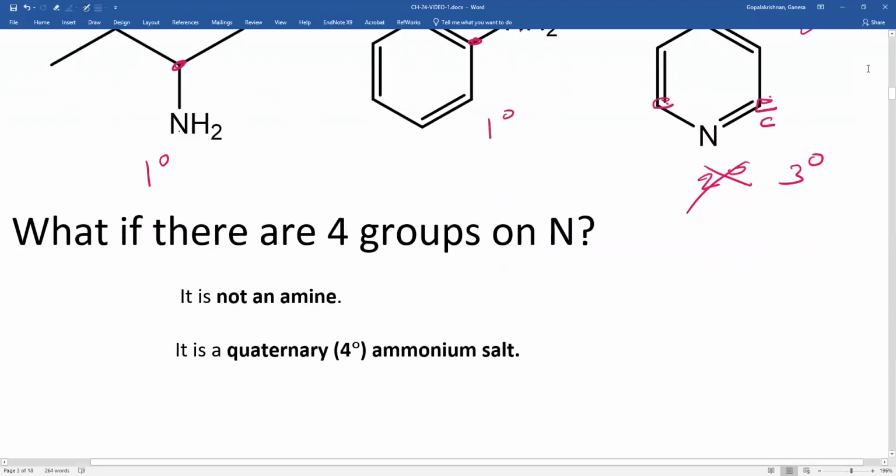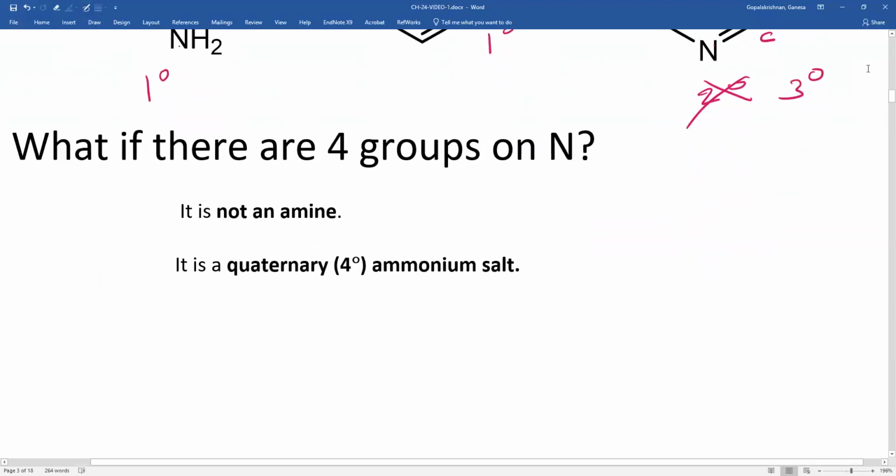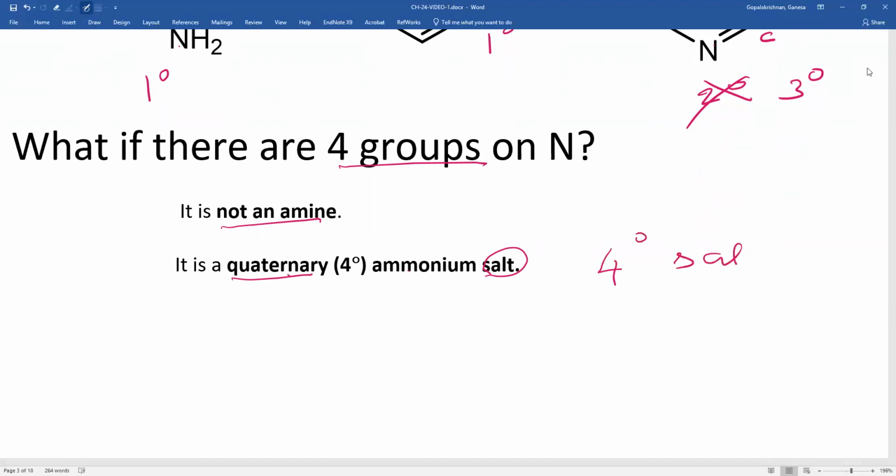What if there are 4 groups on the nitrogen? 4 groups. It is not an amine. It is a salt. The group name is quaternary ammonium salt. Some people shortly write it 4th degree salt.